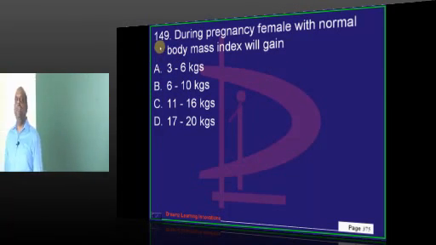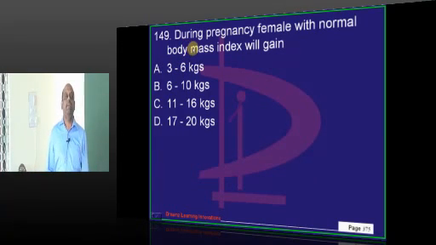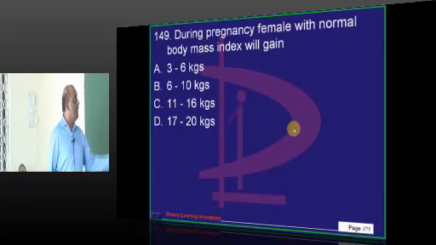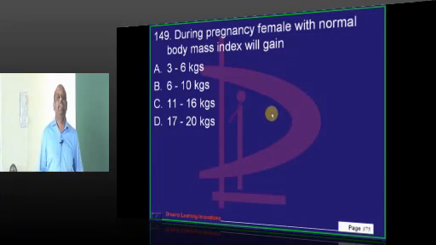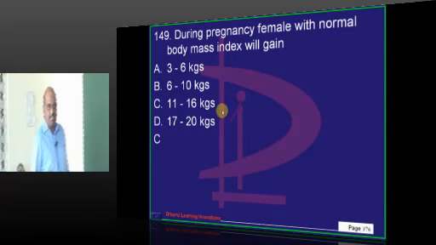Now, how much weight gain will be there during pregnancy? You can forget about the exam. Tomorrow when your spouse becomes pregnant, you must be in a position to decide how much weight gain she is expected to have during pregnancy. What is your answer? C. 11 to 16 kgs.